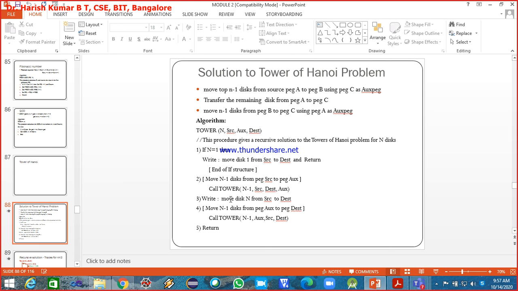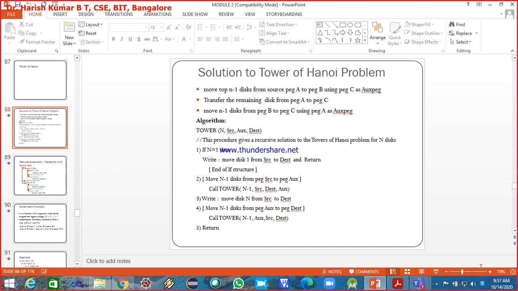Okay, so keep repeating until all the disks are shifted. How many moves? Say if it is 3 disks, 15 moves. If it is 4 disks, 31 moves. Okay, we keep repeating until n becomes how much? 1. So that is the termination condition.